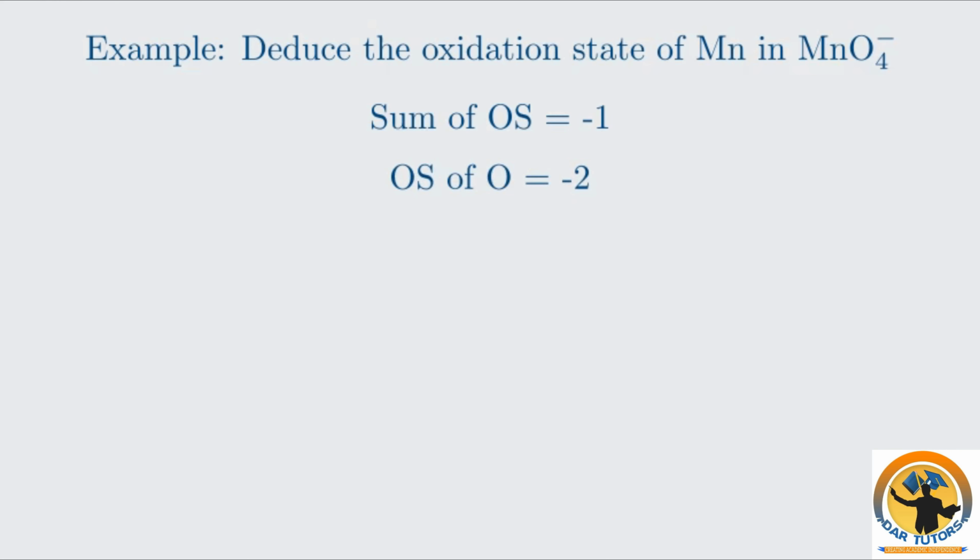Now we can write an equation. Let X be the oxidation state of manganese. The equation will be X plus 4 times -2 equals -1. Solving for X, we get X minus 8 equals -1, so X equals +7. The oxidation state of manganese in the permanganate ion is +7. This is a crucial skill for analyzing redox reactions.